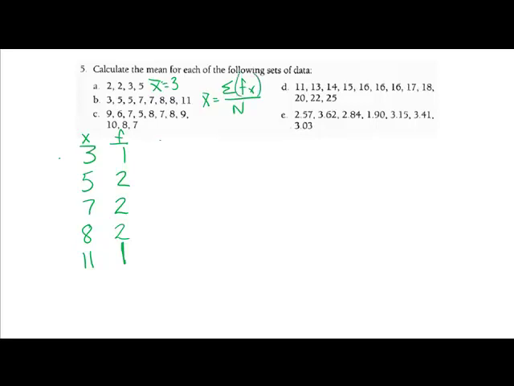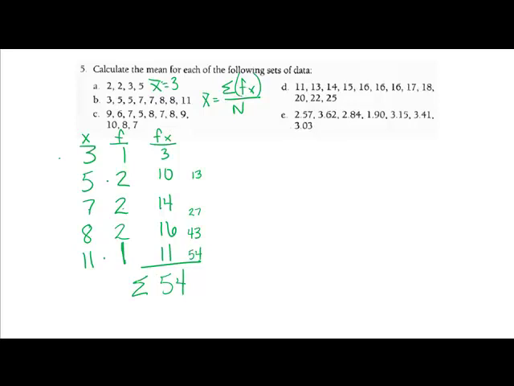So how do I get fx? Fx is just multiplication. 3 times 1 is 3. 5 times 2 is 10. 7 times 2 is 14. 8 times 2 is 16. And 11 times 1 is 11. Take the sum of fx. 3 plus 10 is 13. 13 plus 14 is 27. 27 plus 16 is 43. Plus 11 is 54.